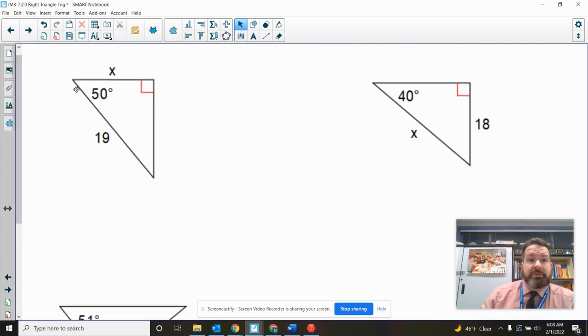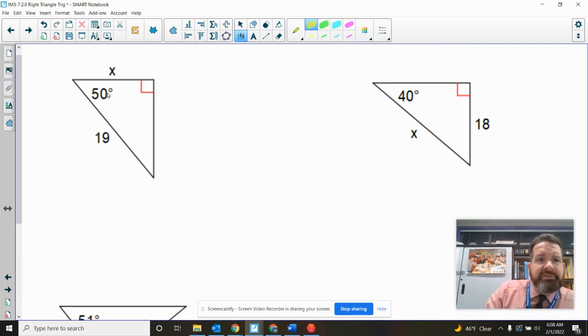Okay, let's do this one. Pause, unpause when you're ready to check things. So from the point of view of this 50, the 19 is the hypotenuse because it's across from the right angle. The x touches the 50 and the right angle. That means that's my adjacent side.